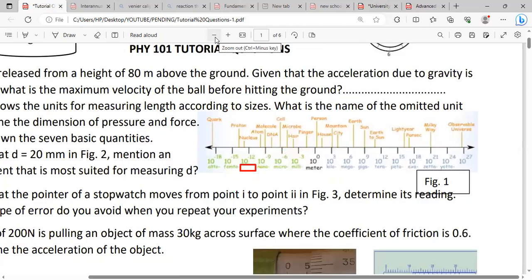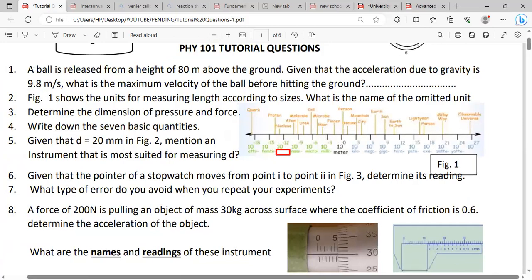This one says, determine the dimension of pressure and force. We have treated dimensions before, so I may not really break it down the way I did in our previous class. But I'm going to start with force and then we go to pressure, because we can still use what we have here to get that of pressure.